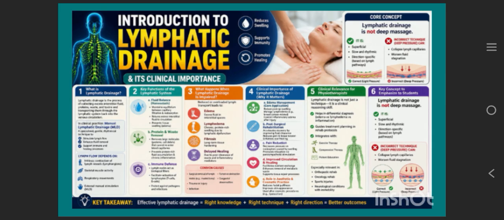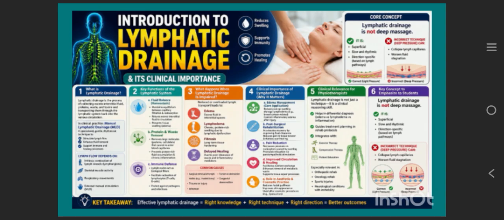It's not a deep massage. It is superficial, slow and rhythmic, and direction specific, based on lymph pathways. So incorrect technique or deep pressure can collapse lymph capillaries and worsen fluid stagnation.